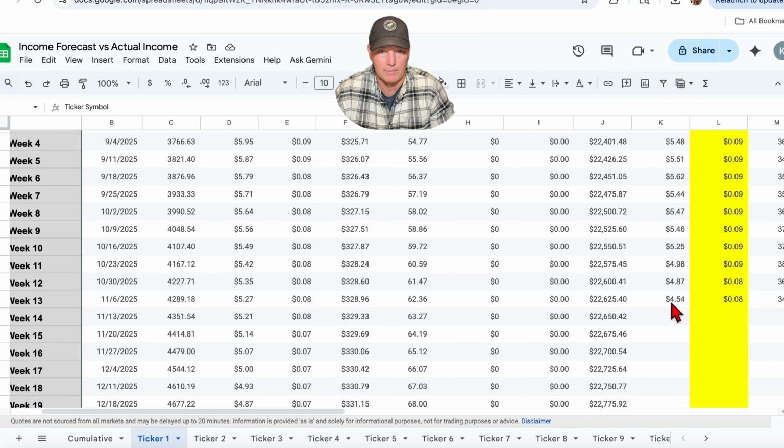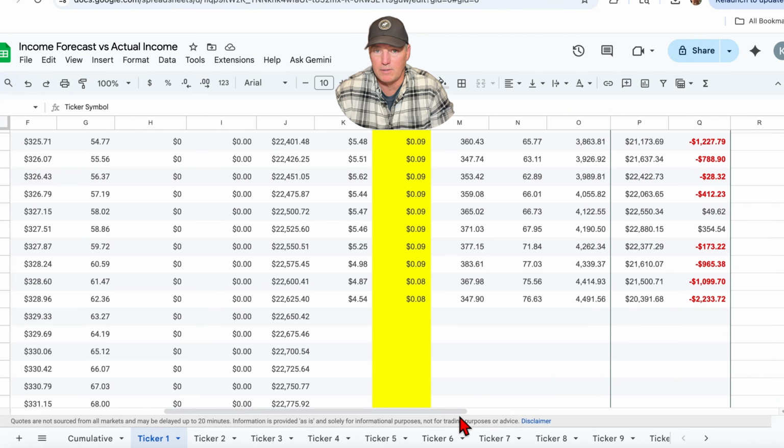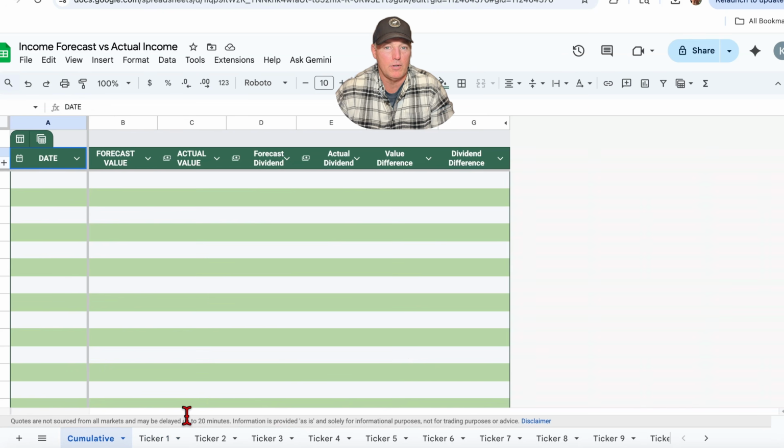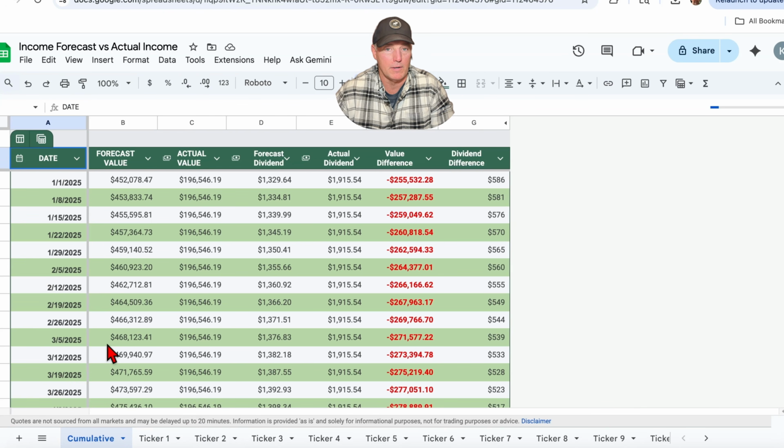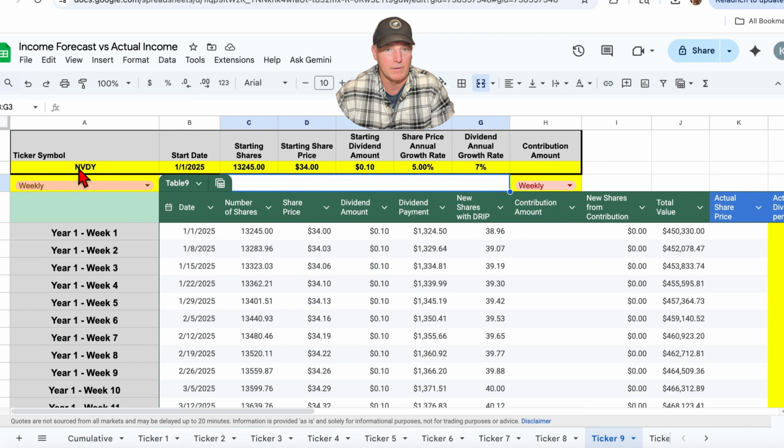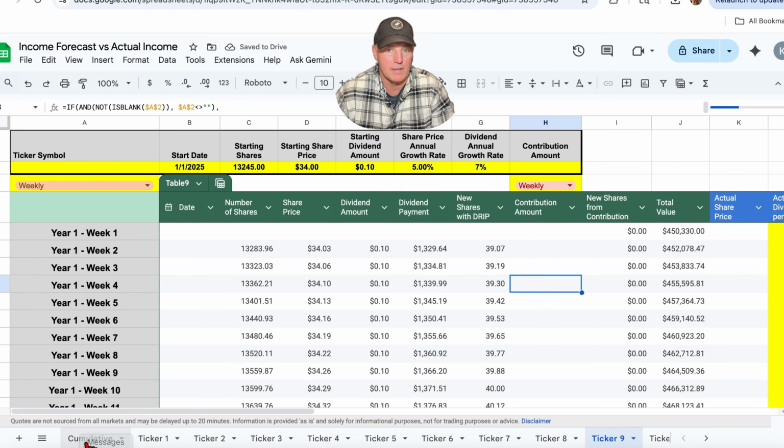We're down as of the 6th of November down to $4.54 per share. And you can see we're down from the forecast of $2,233. Now the cumulative, you come over here, and so it's going to start with the earliest date that you have in there. Oh, I need to go back over here because I want to get rid of this. You have to just hit delete. It gets rid of all of that because we don't want that in our cumulative because that's not what we own.